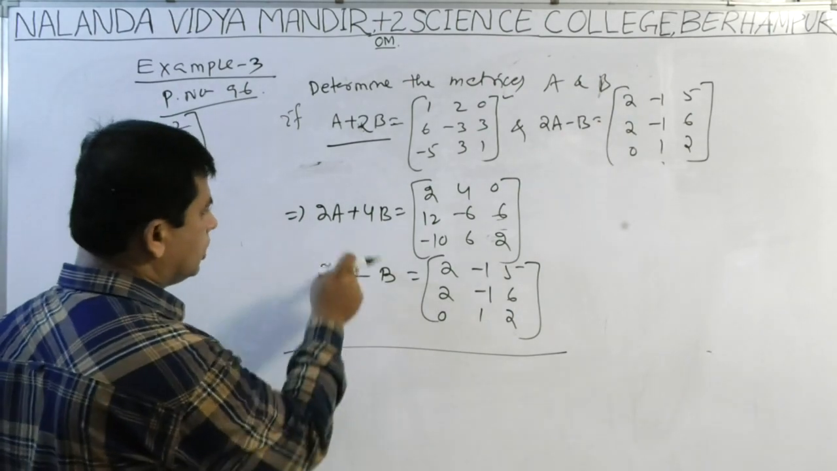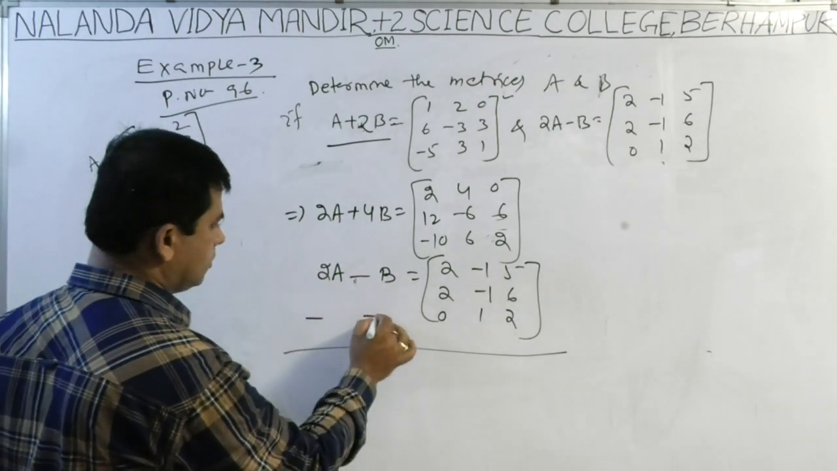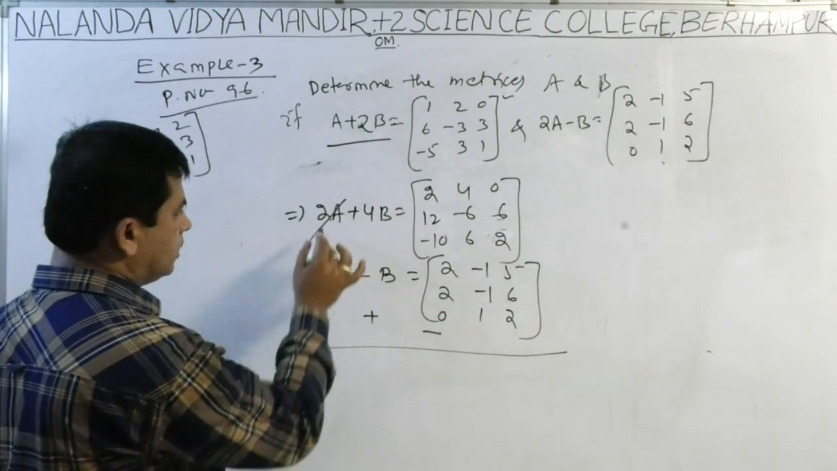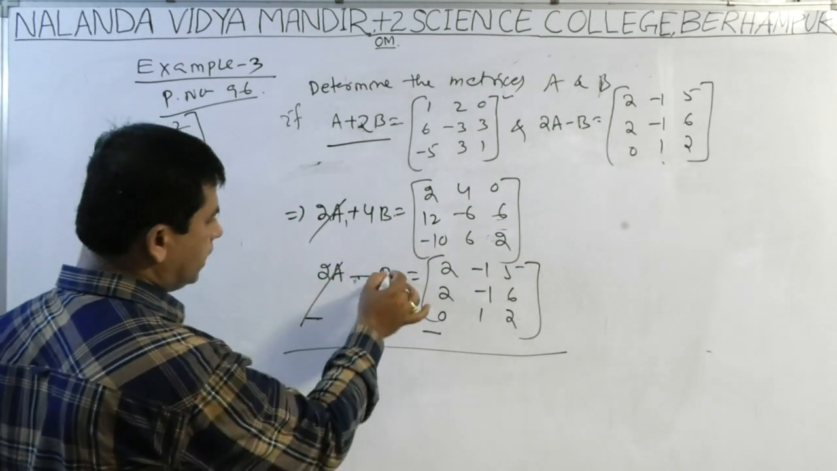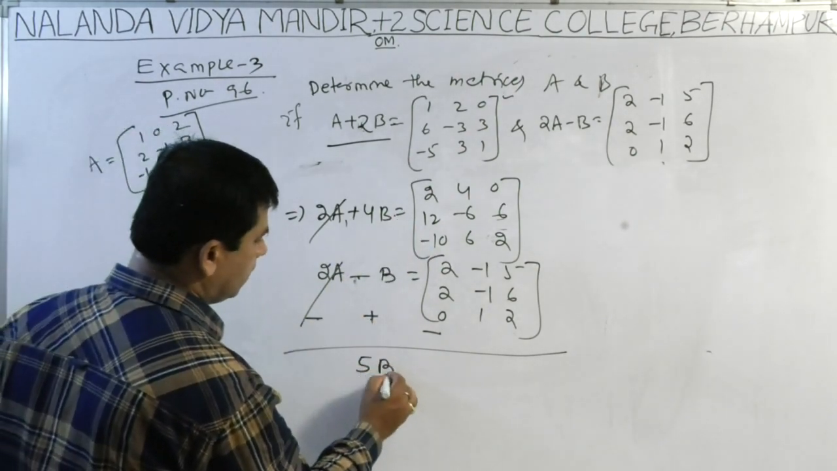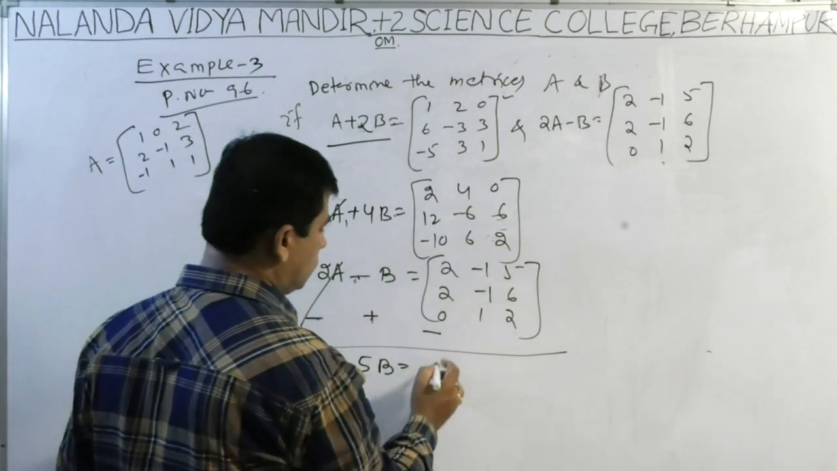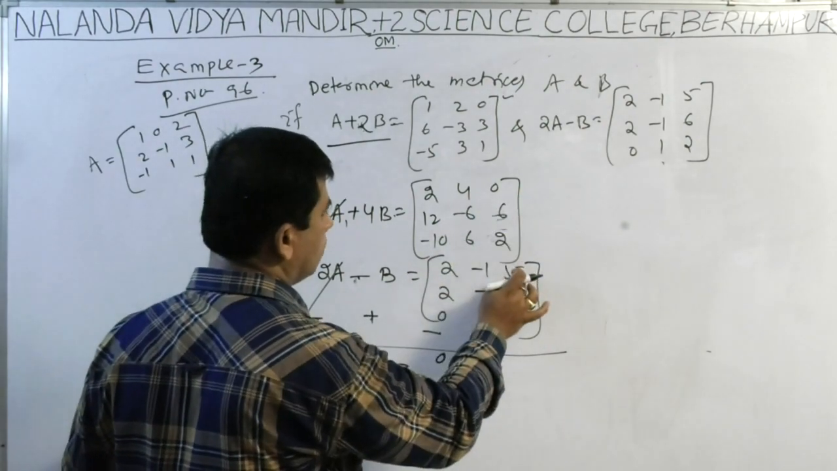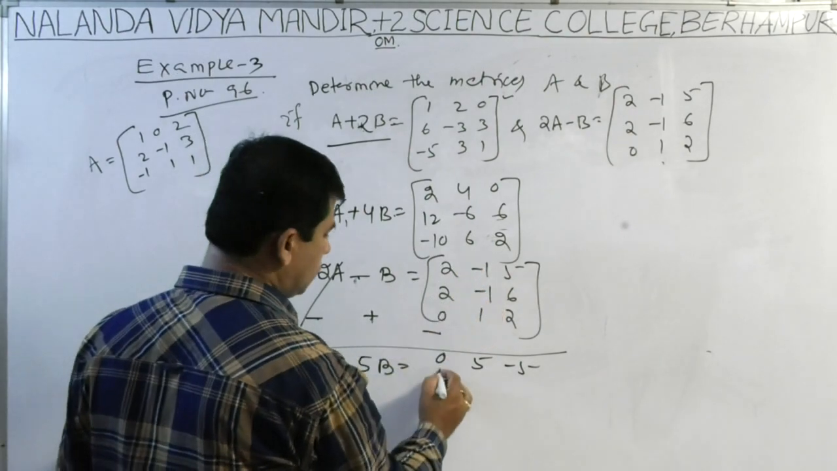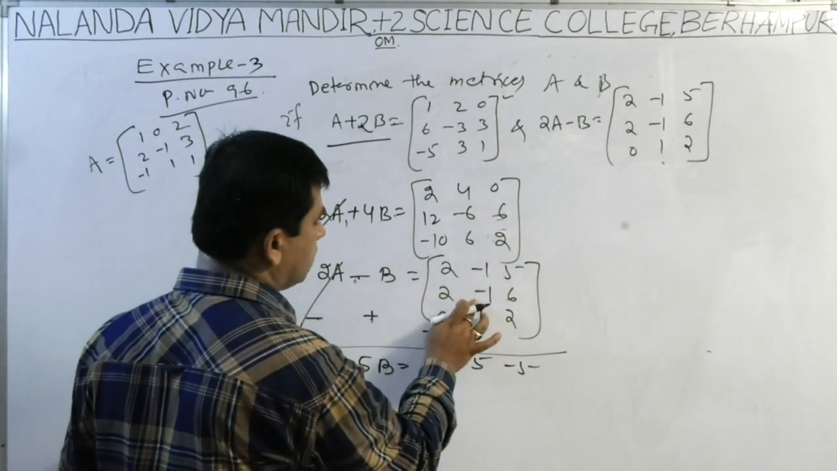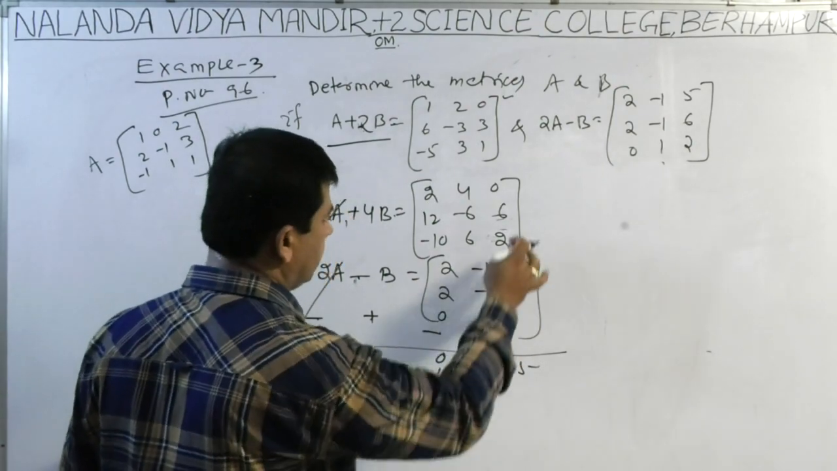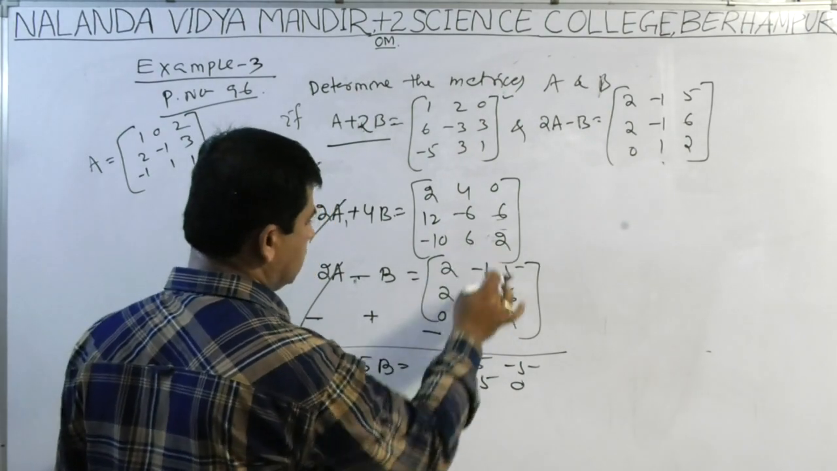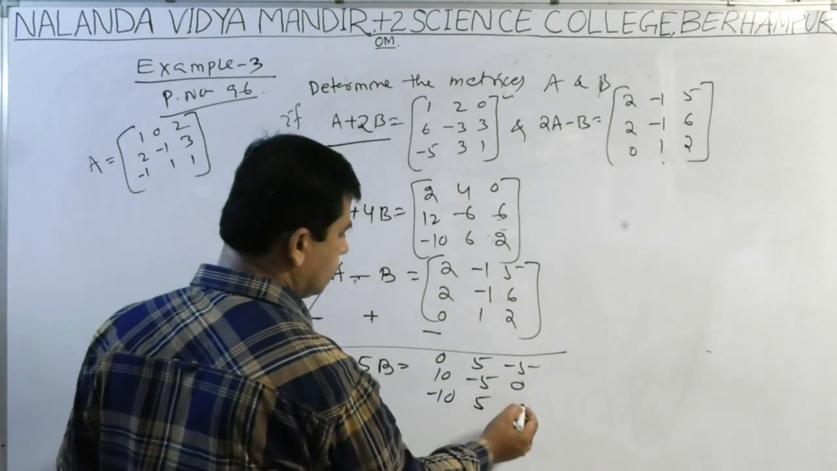If this is subtracted from this, we have, okay, this subtract from this, this cancels, 2a minus 2a cancels, 4b minus of minus b is equal to 5b. 5b is equal to this minus this: 2 minus 2 is 0, 4 minus of minus 1 is 5, 0 minus 5 is minus 5, 12 minus 2 is 10, minus 6 minus of minus 1 is minus 5, 6 minus 6 is 0, minus 10 minus 0 is minus 10, 6 minus 1 is 5, 2 minus 2 is 0.